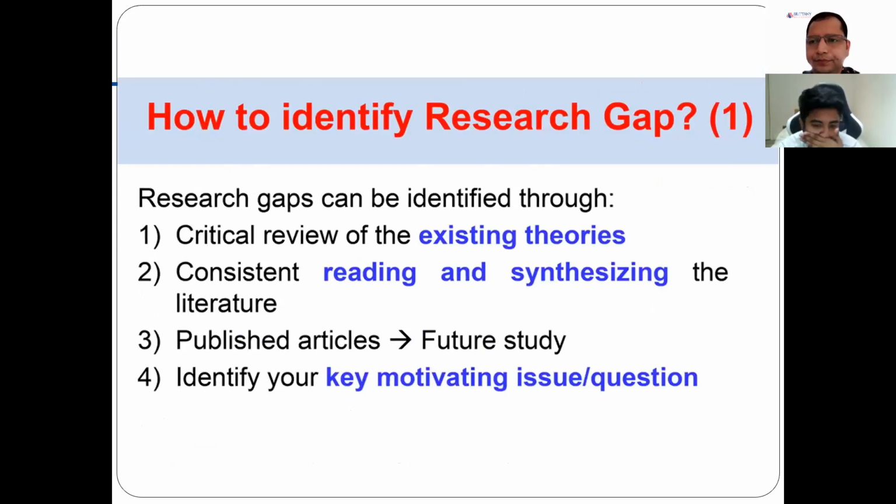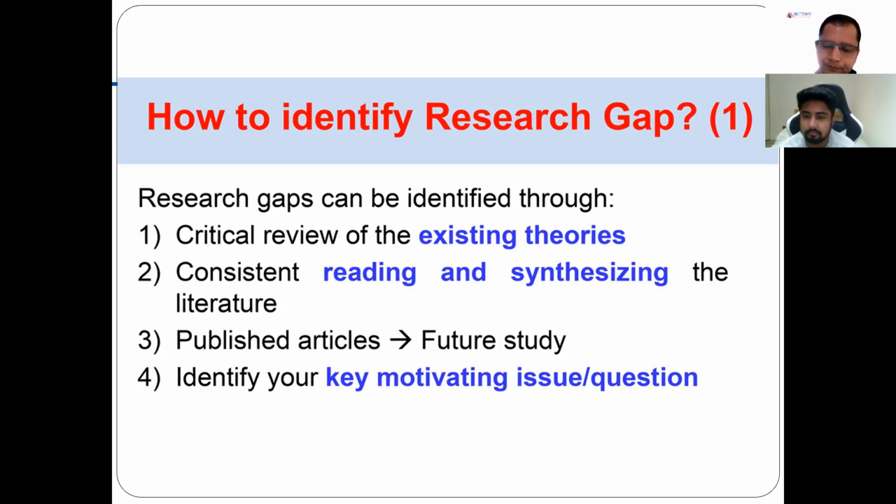Now, how to identify? So we understand what a research gap is. We also understand the types of research gap. We also understand why it is important. Now, how to identify it? Number one, critical review of the existing theories. All the published articles and journals on a similar topic, you need to review. That means read. Consistent reading and synthesizing the literature. You have to read, and read. Published articles and future studies identify your key motivating issues or questions.